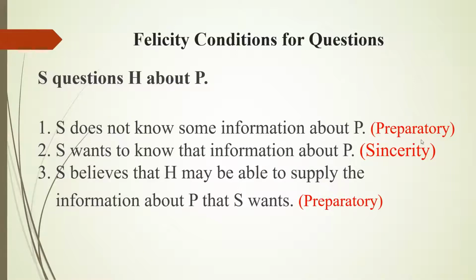So in order for a question to be felicitous, these conditions have to be fulfilled. The speaker does not know some information about P. So when your friend asks that question, if the friend already knows the kind of information he or she is looking for, then there is a violation of the felicity condition. Or your friend wants to know that information about what happened in class. That's sincerity. And S believes that H may be able to supply the information about P that she wants. That is also preparatory. Your friend thinks that you will be able to provide that information. So these have to be met in order for a question to be felicitous. Otherwise, asking a question becomes infelicitous or inappropriate in a particular context.